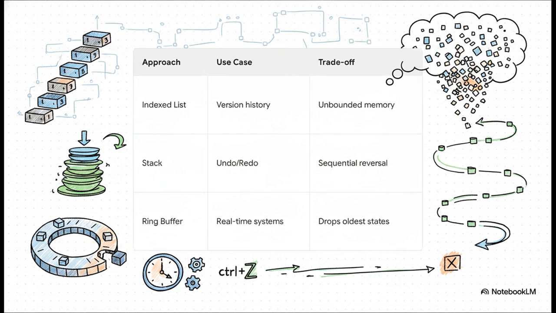If you use an indexed list, it's perfect for version history, but you really have to watch out for unbounded memory growth. A stack gives you that natural last-in, first-out behavior, which is exactly how our Ctrl+Z scenario works, but it limits you to sequential reversal. Finally, for high-performance real-time systems or game engines, a bounded ring buffer is absolutely vital. It enforces a strict memory limit by simply dropping the oldest states as the new ones come in.